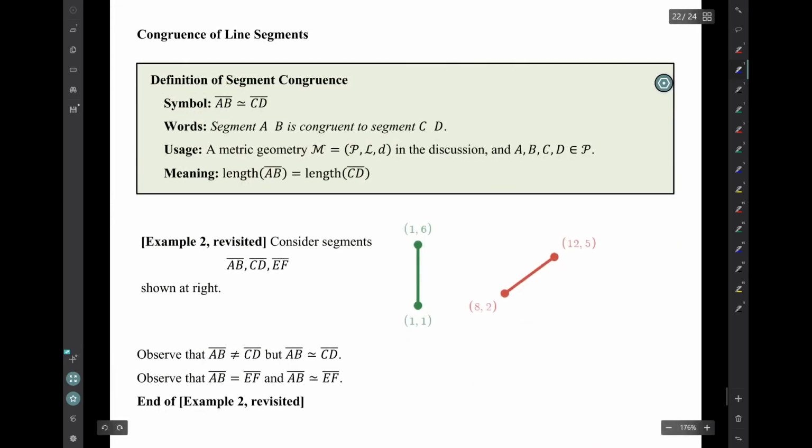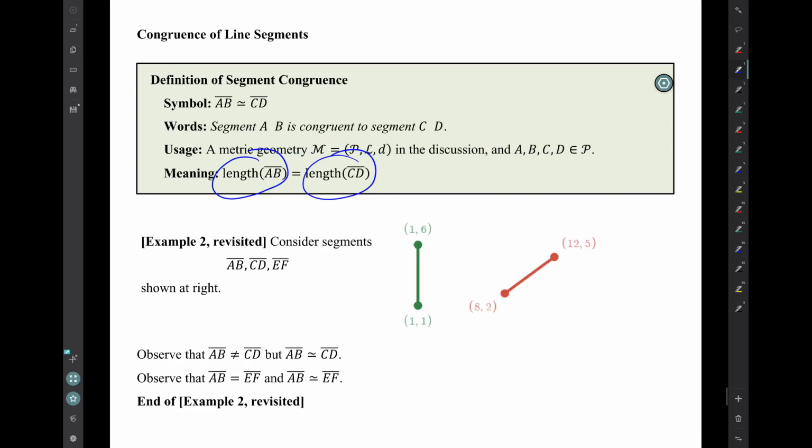Finally, I want to talk about segment congruence. This symbol means segment AB is congruent to segment CD. You can use this symbol in a metric geometry and when A, B, C, and D are points. And what it means is the length of segment AB is equal to the length of segment CD.